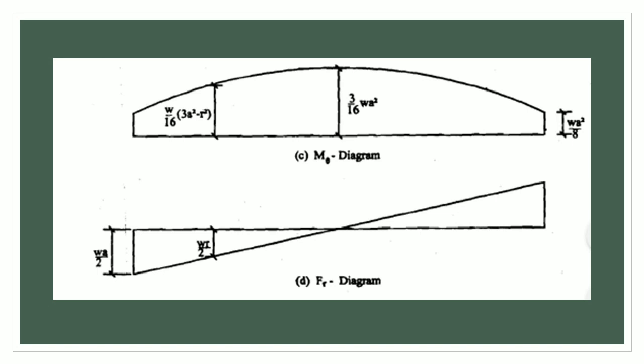The circumferential moment Mθ distribution diagram along any diameter is shown in figure C. The moment varies parabolically with a maximum value of 3/16 WA² at the center to 2WA²/16 or WA²/8 at the edges. The radial shear force Fr at any radius r is given by Wr divided by 2.